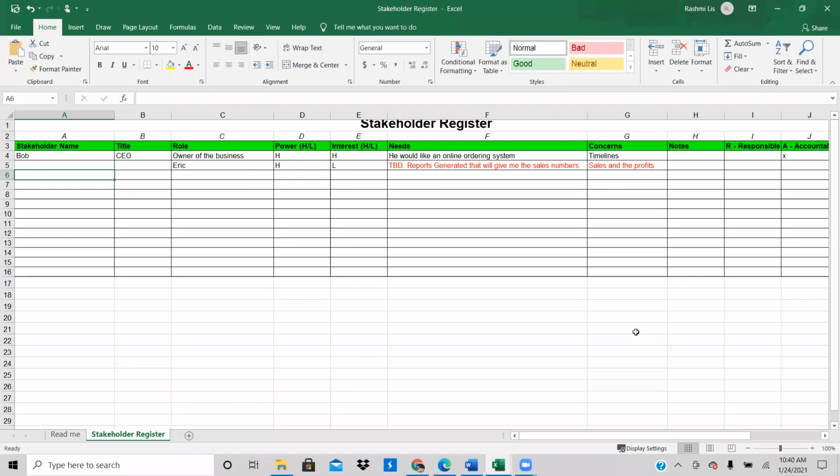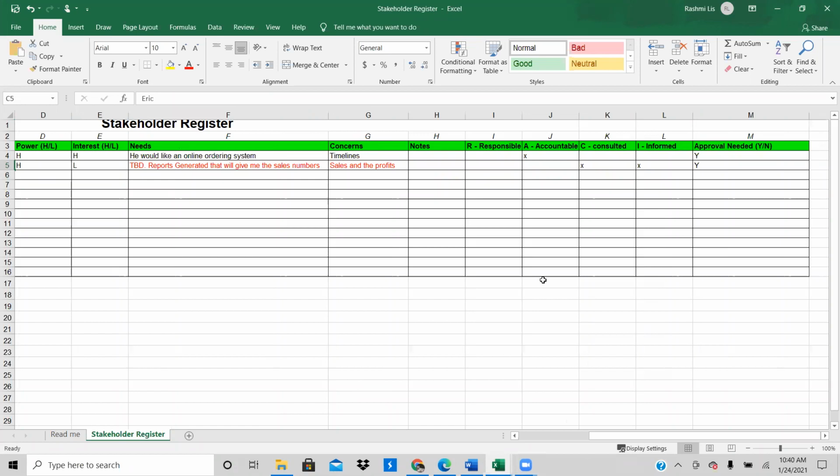All right. So I wanted to understand two things. Why is Bob not checked for the accountability? Can you go a little bit on the right side? So you know how you have X for Eric to be consulted and informed. So why is Bob not consulted and informed?